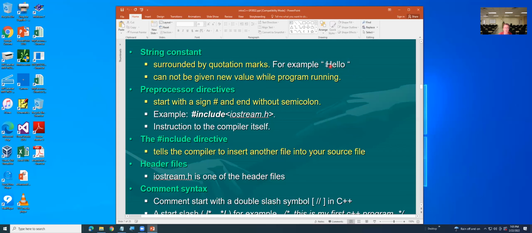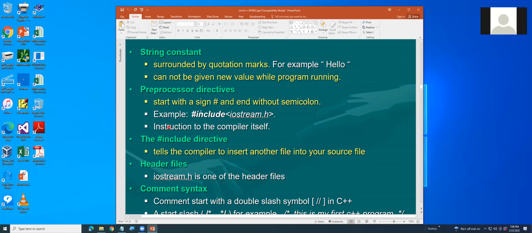Then when you say "hello" here, you know that is a string constant. Next thing, what happened? It cannot be given a new value while the program is running. That means when the program is running, you cannot change "hello" to anything else. So what I recommend when you're looking into that is, okay, this is a string constant. That's the first step. The second one, you understand that when your program is running, whatever is inside the double quotes cannot be changed.